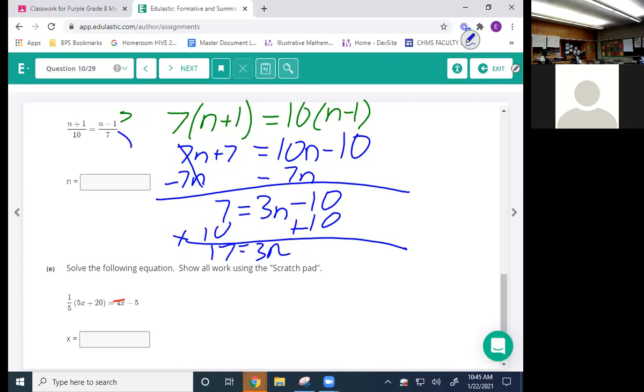How do I get my n by itself? Divide by 3 on each side. Yes, very good. I have a prime number here. I would suggest writing your final solution as a fraction, because sometimes, yes, good job, Peyton.